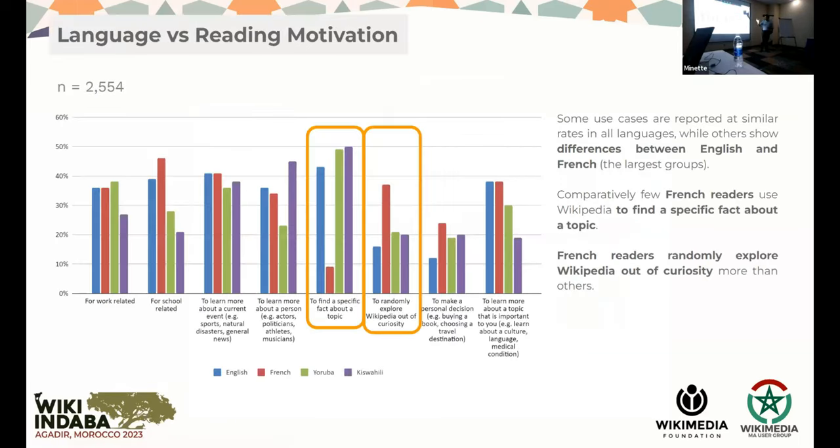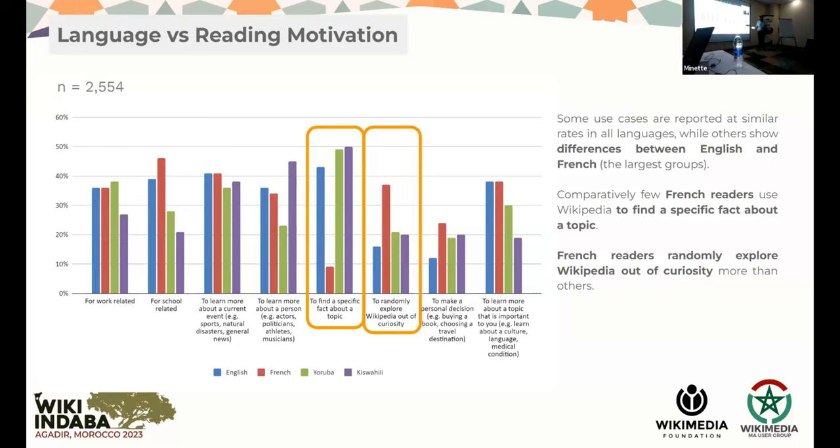When we break these motivations, or reading motivations, or visit reasons down by country, or excuse me, by language, Wikipedia, however, we can start to see some differences. And I want to call our attention just to these two reasons in the middle. And again, I think we should be comparing blue English with red French. Comparing the blue line to the red line in this graph is what we essentially want to be doing.